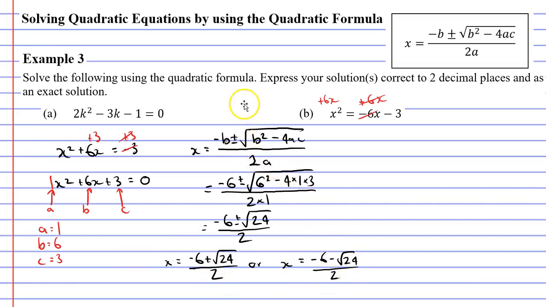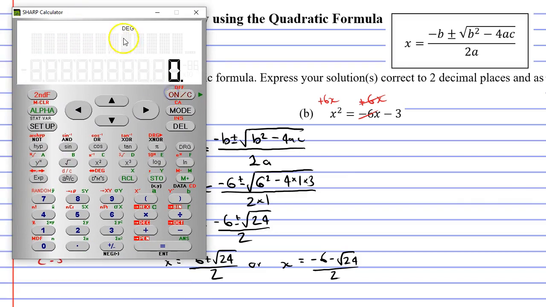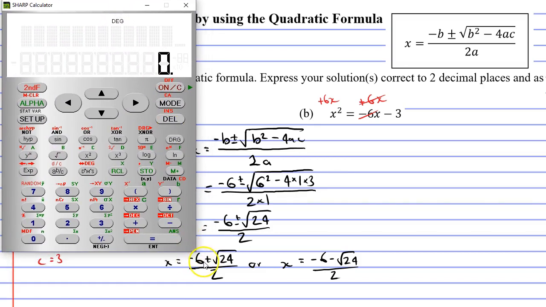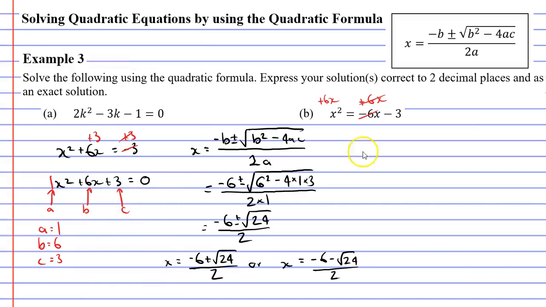So we need to express our solutions as exact solutions, which we've just done, and we also need to do it correct to 2 decimal places. So we bring up our calculator for this. The first one we had was negative 6 plus root 24. We need to press the equal sign before we divide it by 2, giving us negative 0.55.